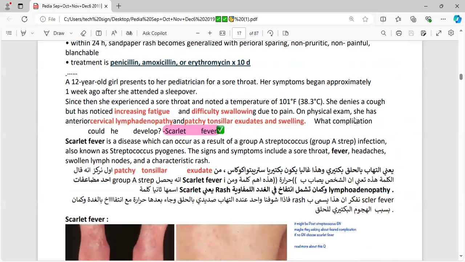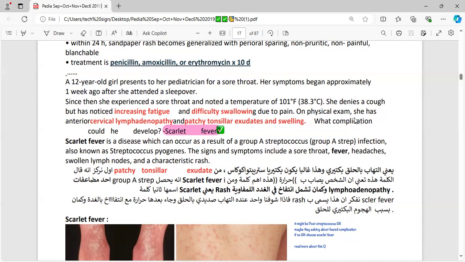A 12-year-old girl presented to her pediatrician for a sore throat. Her symptoms began approximately 1 week ago after she attended a sleepover. Since then she experienced a sore throat and noted a high-grade temperature of 101. She denies a cough. She noticed increased fatigue and difficulty swallowing. On examination, she has anterior cervical lymphadenopathy, patches, tonsillar exudate or abscess, swelling. What would be the most common complication?